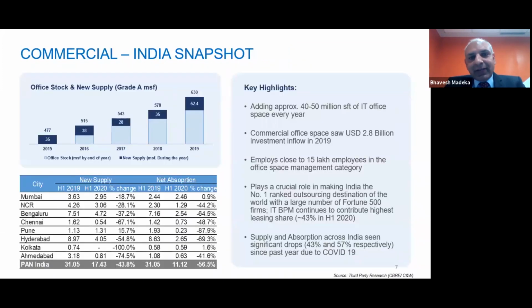The office stock, on the other hand, in 2019 was 630, and by first half of 2020, it has reached 650 million square feet. We added about 40 to 50 million square feet, and most of that got absorbed. The vacancy levels were very low. However, today in the first half of 2020, post the pandemic, the absorption rates have dropped by 56% as we see it. But we still expect by the end of the year to achieve about 25 million square feet or thereabouts of leasing or absorption, compared to 50 million square feet.